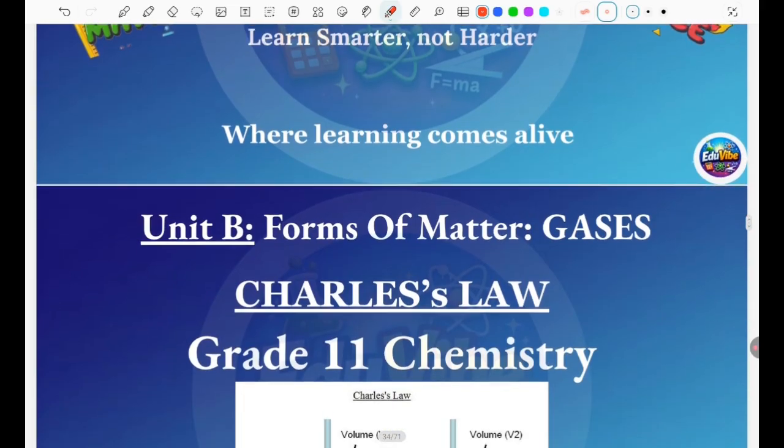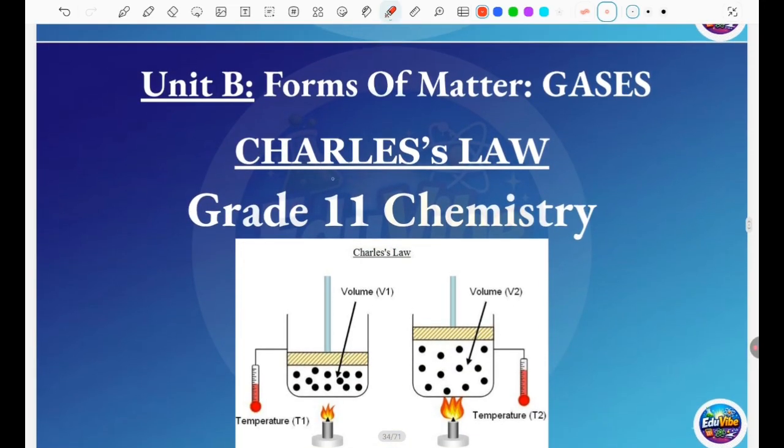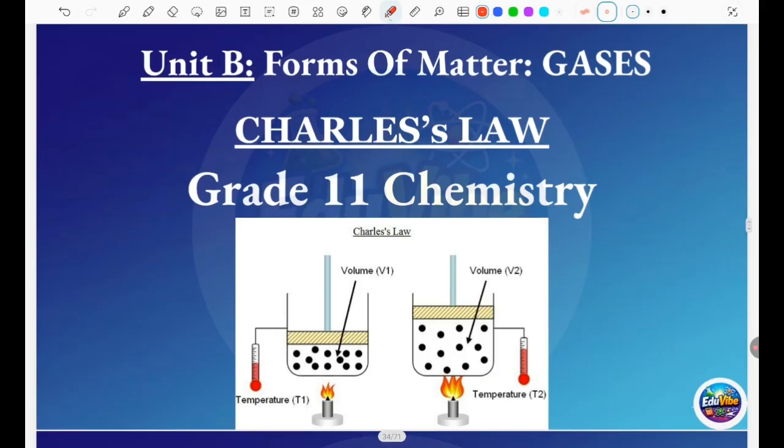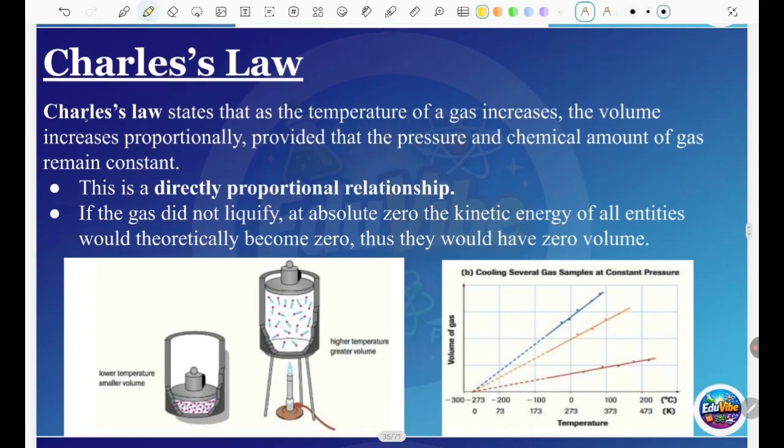Today we start with another topic of Unit B, which is grade 11 chemistry. We are doing Charles' law. This law is the same as Boyle's law, but they have a different definition and different terms that we use. In Boyle's law we take the temperature as constant and the chemical amount of gas is also constant.